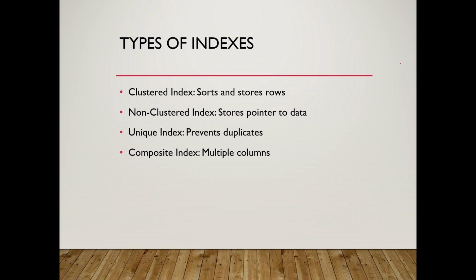For a non-clustered index, a separate structure points to the data. Next is the unique index, which prevents duplicate entries, and the composite index, which includes two or more columns. Choosing the right type of index depends heavily on your query pattern.